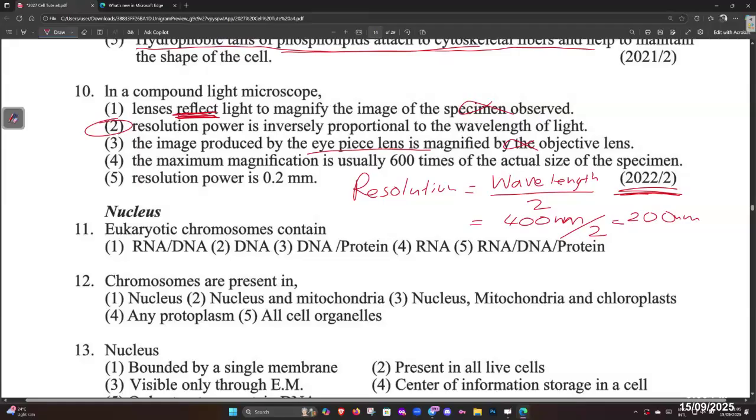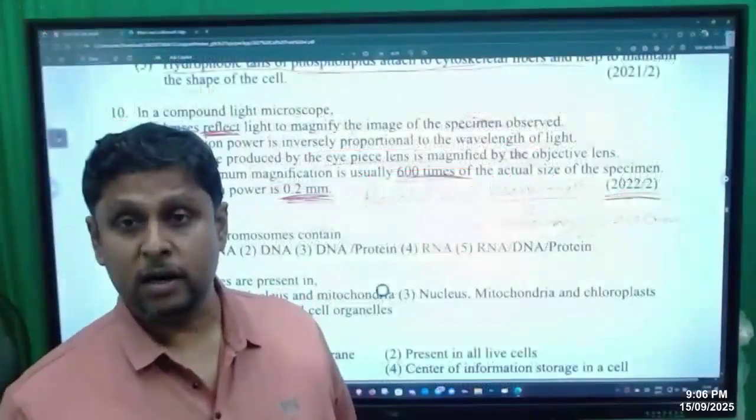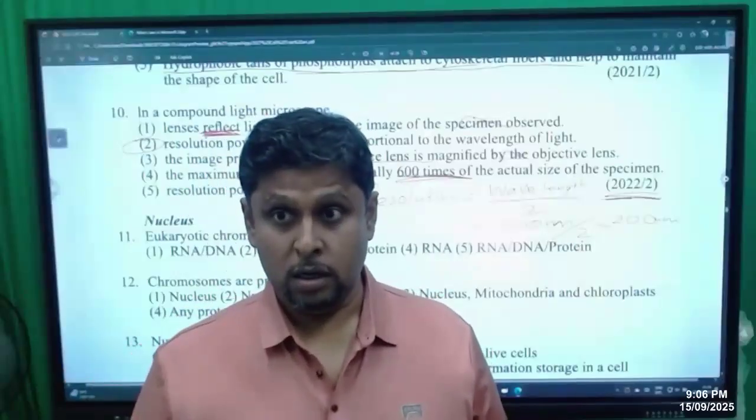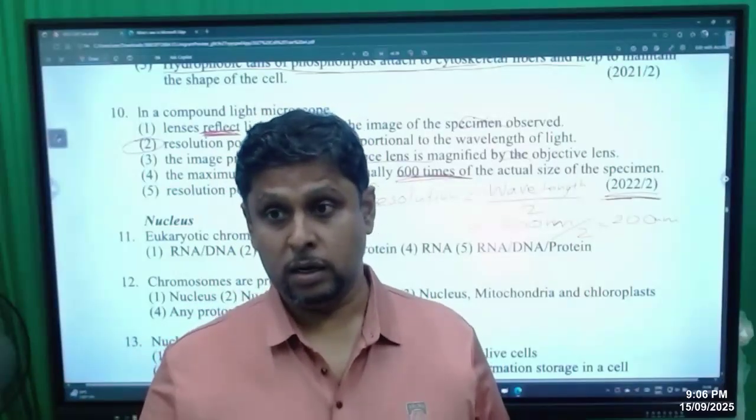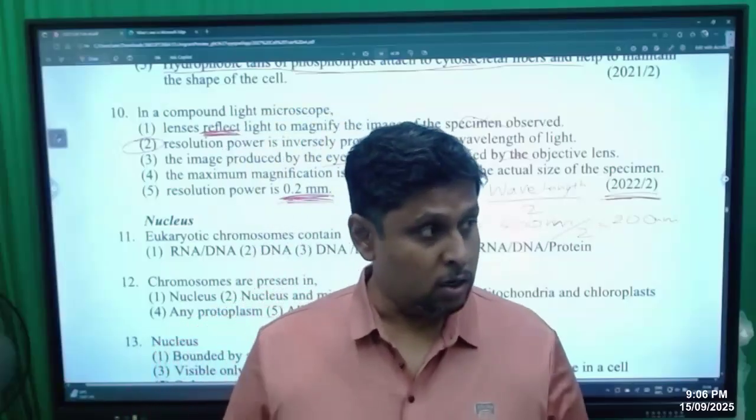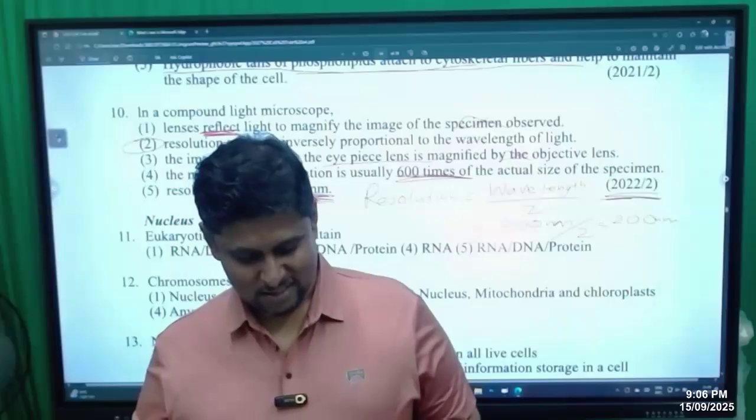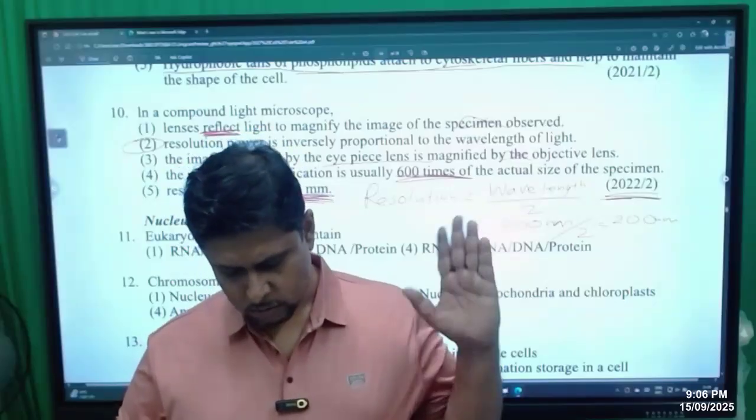The maximum magnification is usually 600 times the actual size of the specimen. No, no. How many times? Maximum magnification, people, 1,000 times. Why do you say 600 times? 1,000 times. Resolution power is 0.2 millimeters. Resolution power is not 0.2 millimeters. Resolution power is 200 nanometers, my dear. 200 nanometers. So that's wrong.